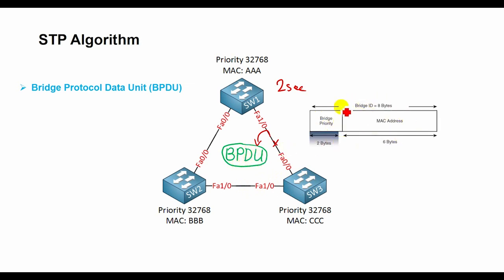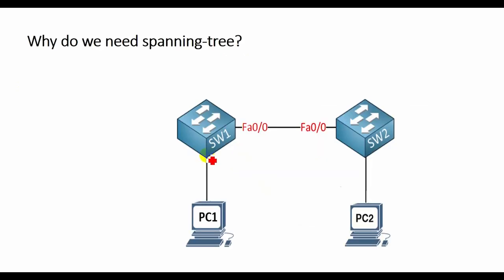As you see in the diagram, the bridge ID is unique to each switch. The bridge ID value is 8 bytes. It consists of a priority value of 2 bytes and the bridge MAC address of 6 bytes.